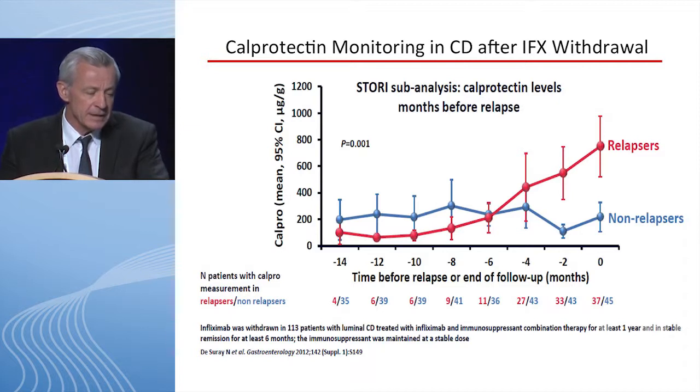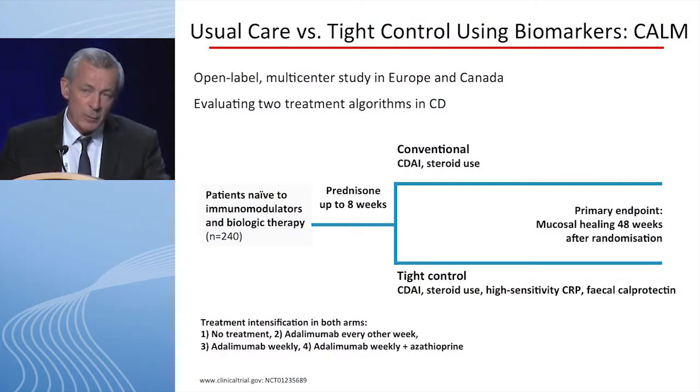And very interestingly, this is a sub-study of STORI, looking at calprotectin levels in the group of patients who eventually relapsed as compared to non-relapsers. And up to 6 months before the clinical relapse, calprotectin started to increase. So maybe by monitoring and by treating to calprotectin levels, we'll be able to treat patients much earlier in their course. So this is why we have designed this study, which is currently ongoing, which is the CALM study.